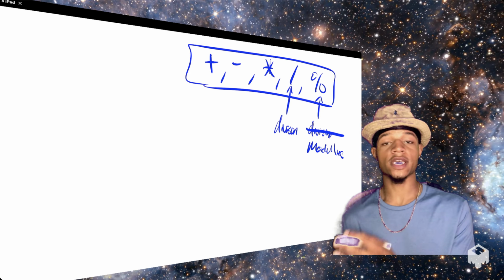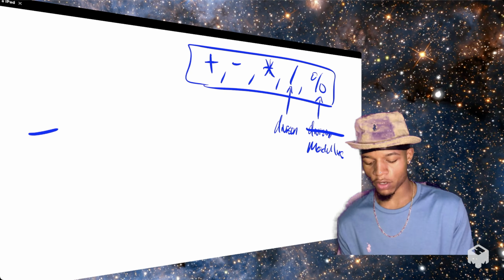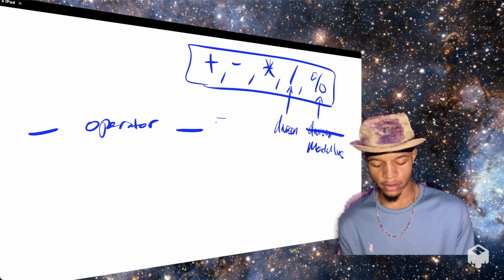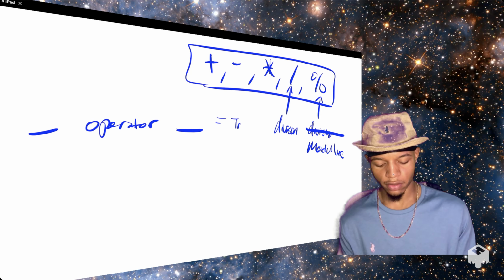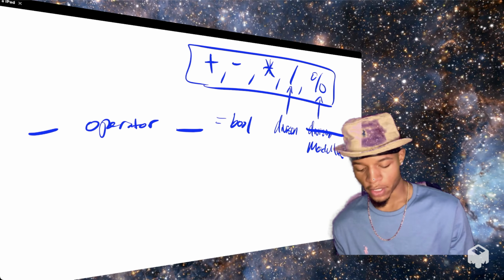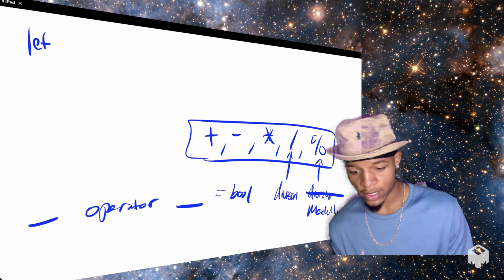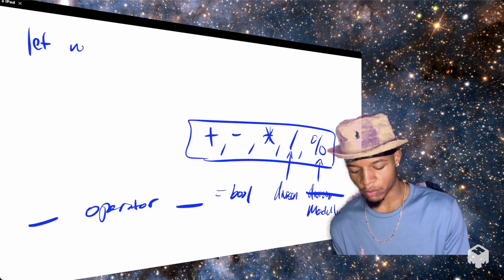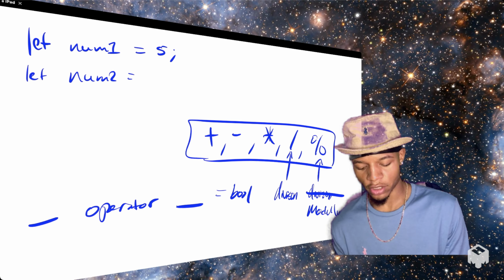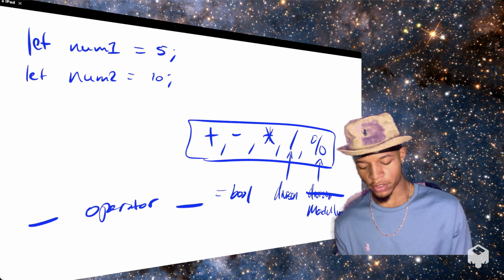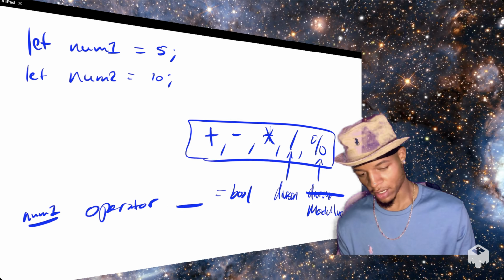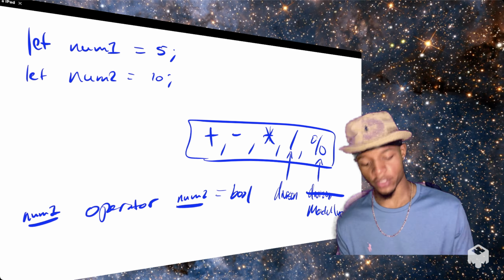Well, remember in the last video, I was telling you that operators take two values, one on the left, then you got your operator, then one on the right, and then it returns true, false. It returns Boolean. We're gonna say bool for short. Cool. All right, so what are the values? Well, first let's declare some values. So let's get some numbers. Let num1 equal 5, and let num2 equal 10 or something. Okay, so num1 is gonna be value 1 on the left-hand side, and num2 is gonna be the value 2 on the right-hand side.